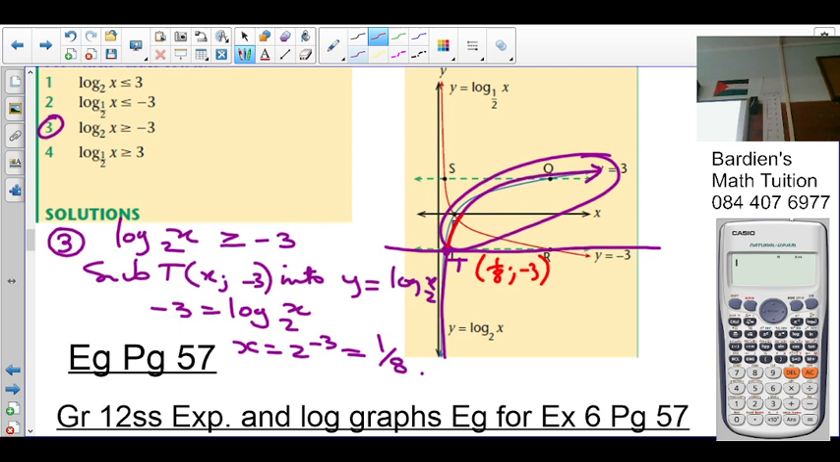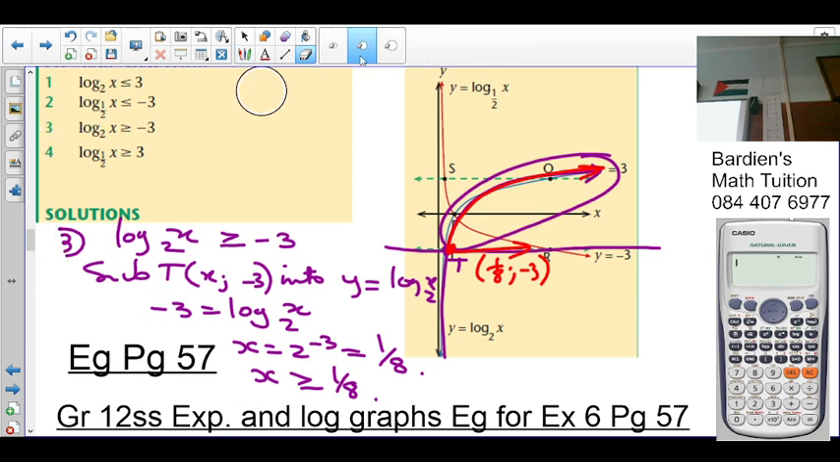But remember, it's that part of the graph we're interested in. So we have to say x must be in that direction. Is it in the more than or in the less than direction? More than. So x must be more than or equal to 1 over 8. You guys understand? Okay, I hope so. A definite question in the exam, eh?